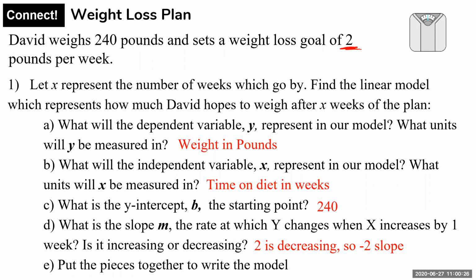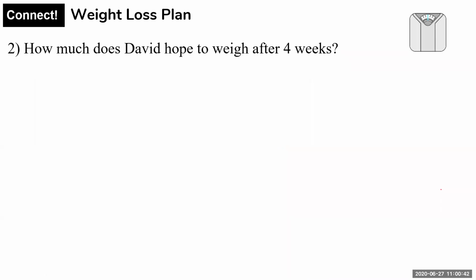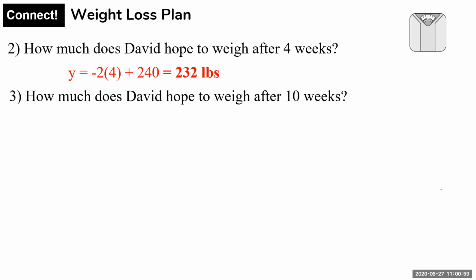2 pounds per week. Now we want to put these pieces together on our equation y is equal to mx plus b. And we just assemble these numbers and get our linear model. Is that okay? So we can use this to estimate how David is going to weigh, given the weeks. So if you want to know David's weight in 4 weeks, we just plug in 4 for our X, and that will be David's weight. In 10 weeks, we can use that to also estimate what David's weight will be.